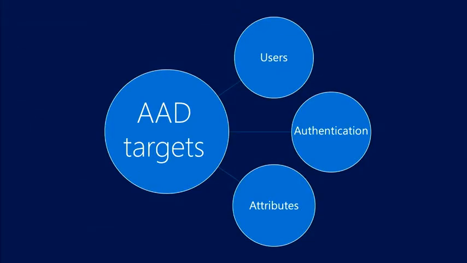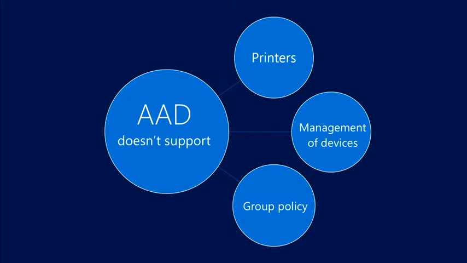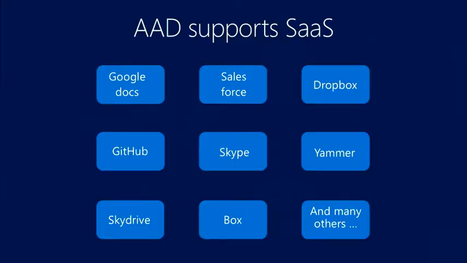It's very much based around the social infrastructure at the moment. So it targets users, it does authentication, takes your attributes, provides them in the form of claims. It is not targeted around infrastructure. So you can't manage printers, you can't manage devices. There's no such thing as group policy at the moment.